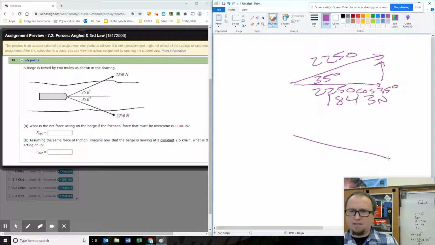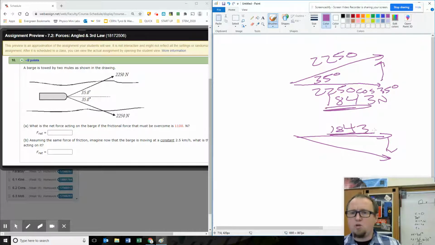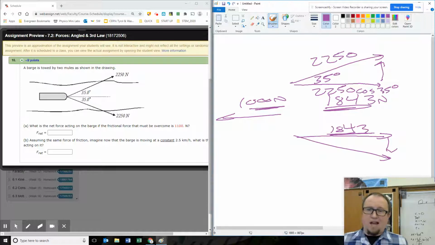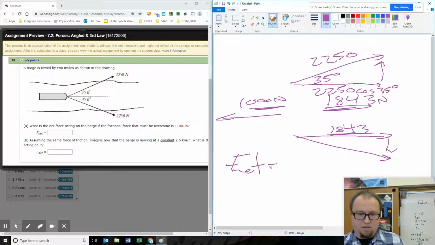Well, look at this. This guy here has 1843 going forward. The bottom mule too. So we have these two going forward. But how big was the friction? 1,100 newtons. I'm just staring at it. So watch, I have 1843, two of those going forward, and 1,100 going backwards. So what's my F net? My F net is 2686 newtons.